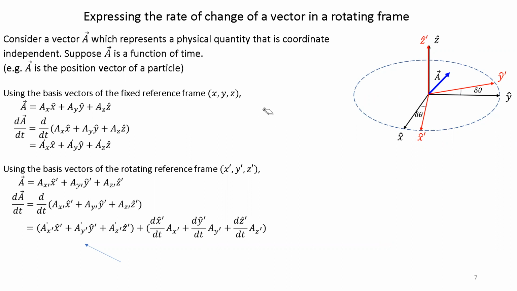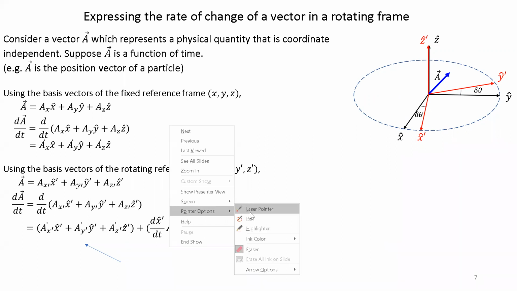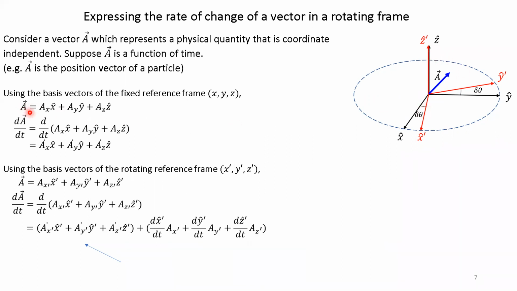But anyway, at any particular time, using the black coordinate system, the fixed one, A can be written like this: A_x x hat plus A_y y hat plus A_z z hat. And these A_x, A_y, and A_z themselves can be functions of time. So if I take the time derivative, that is easy. Just taking the derivative term by term. I don't need to worry about the derivatives of the basis vectors themselves, because for the black coordinate system, the basis vectors are just constants.